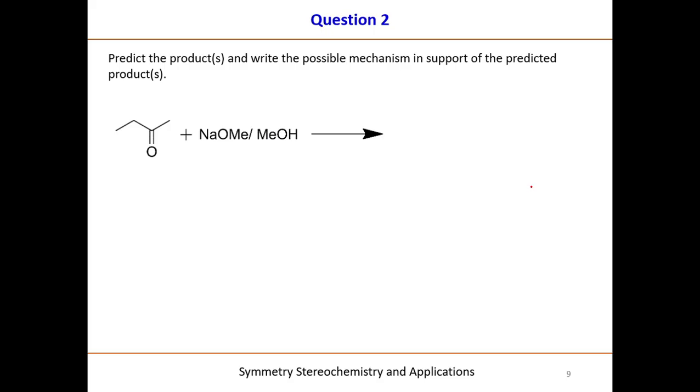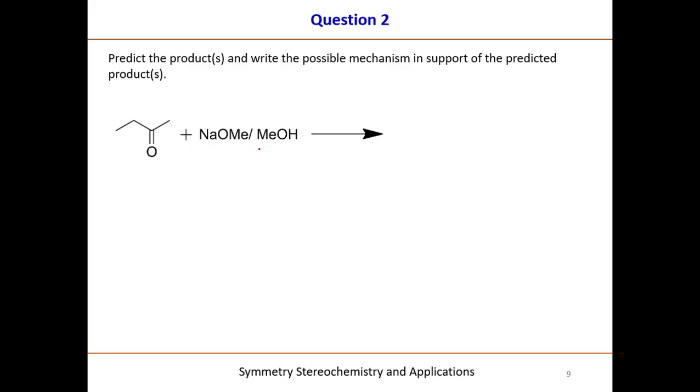So here also we have the same aldol condensation, but the only difference is that here you can see we have basic condition. So this reaction is an example of base catalyzed aldol condensation. Correct?